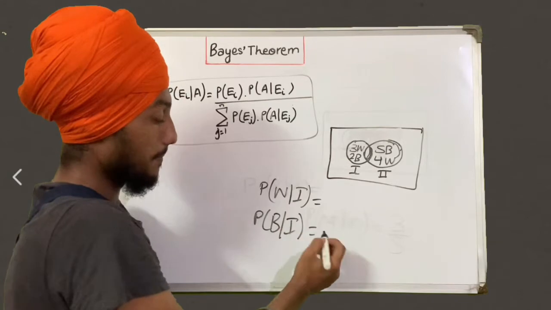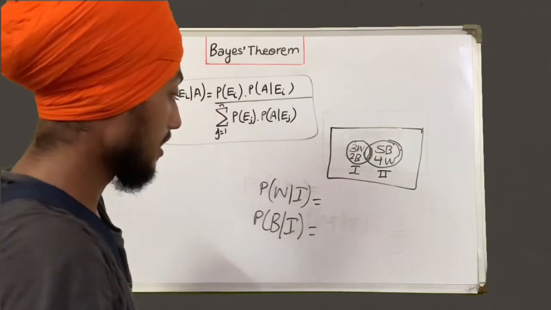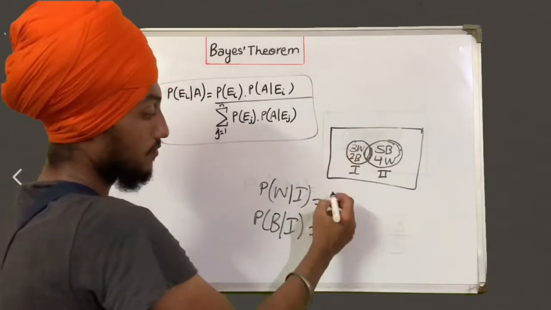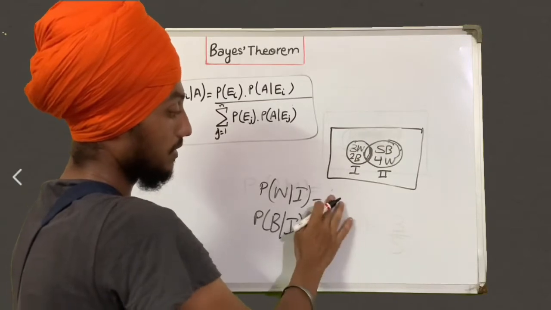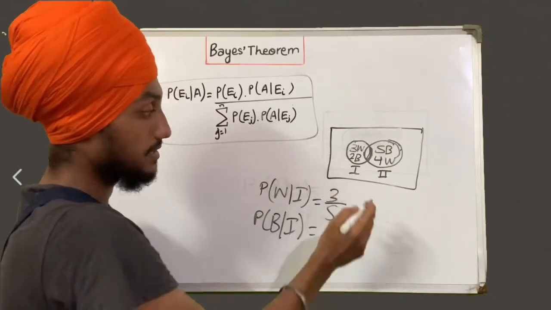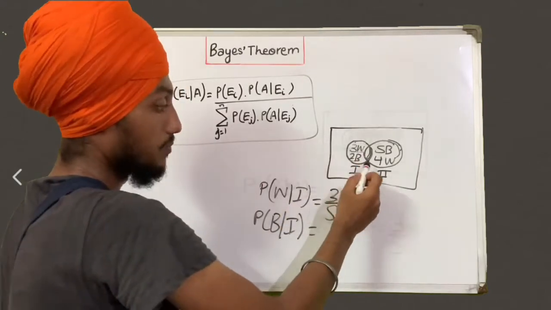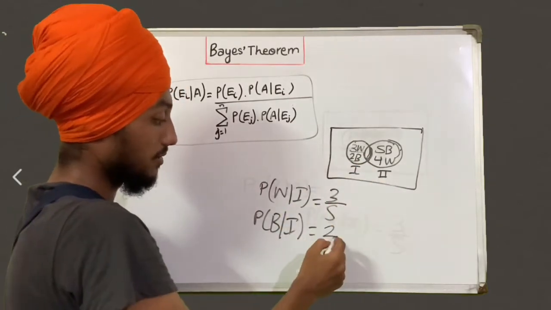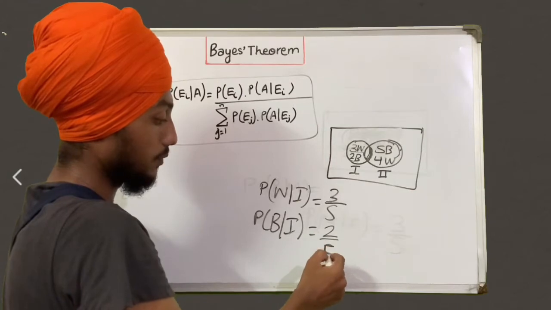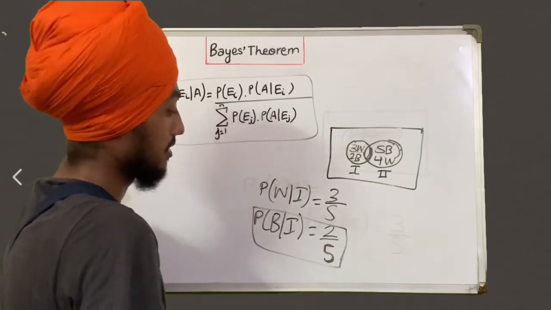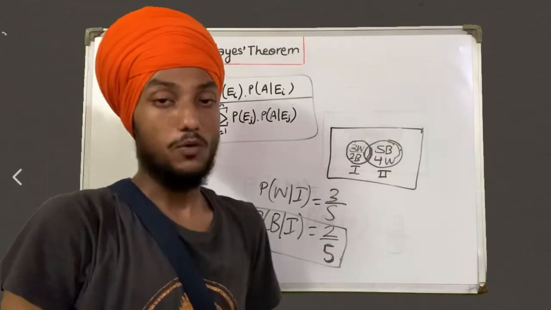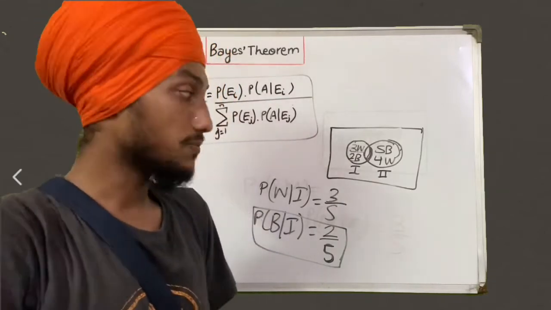But what happens if we reverse the process? Here we know it would be 3 by 5, because we are restricting ourselves to bag number 1, which contains 5 balls, 3 white and 2 black, and here it will be 2 by 5. So that's the conditional probability. What happens if we reverse the process?